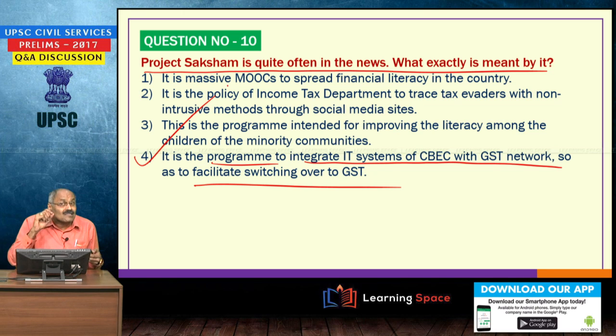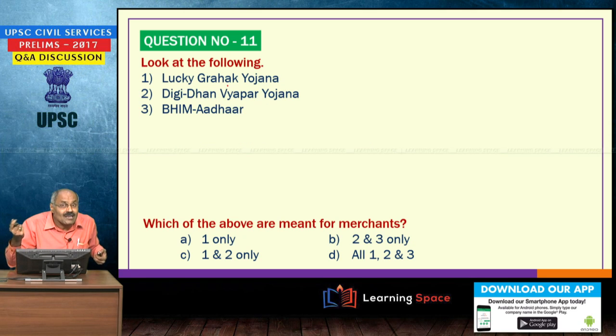So, this project Sakam is the program to integrate IT systems of Central Board of Excise and Customs so as to facilitate easy switch over to GST, because all these indirect taxes are getting eliminated. So, switch over to GST is to be done, and to ensure easy switch over to GST, this project Sakam is more than rupees 2000 crore project, right. Look into the next one.